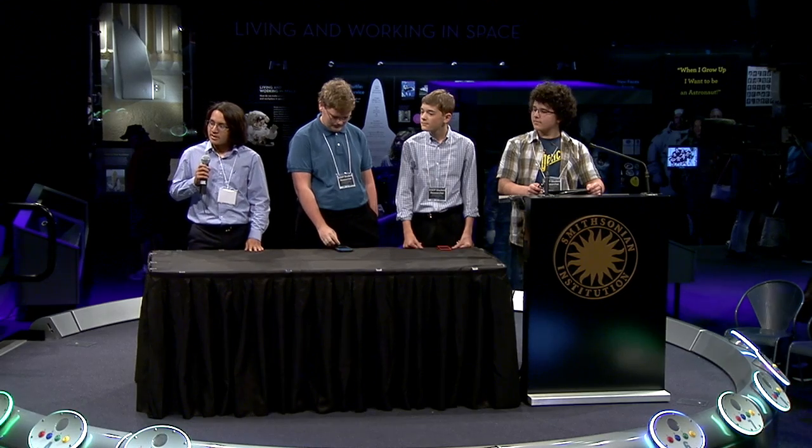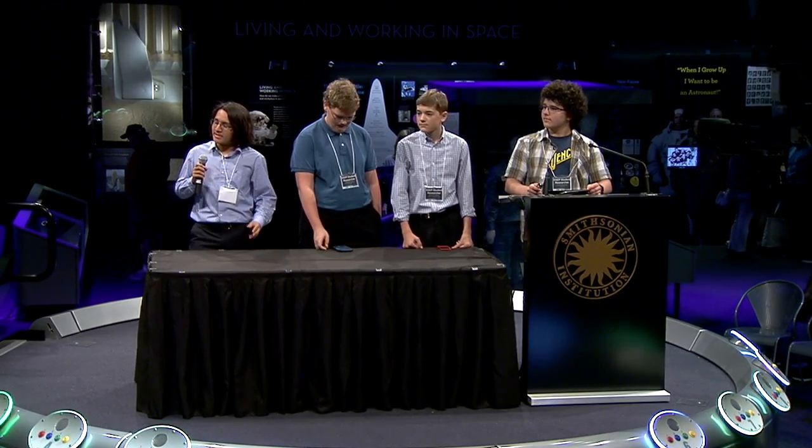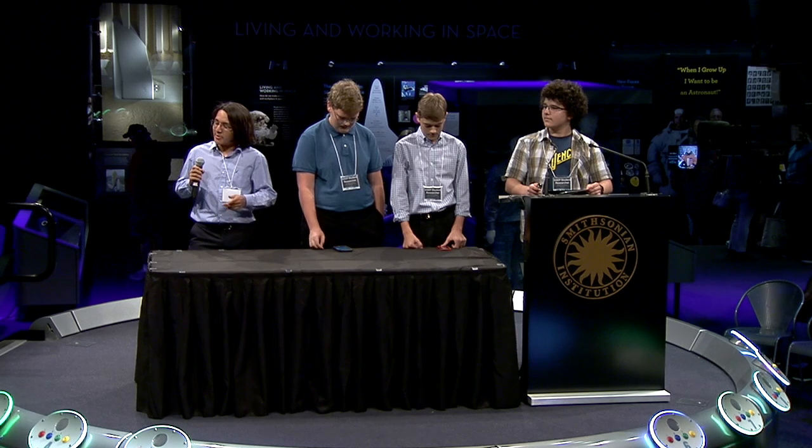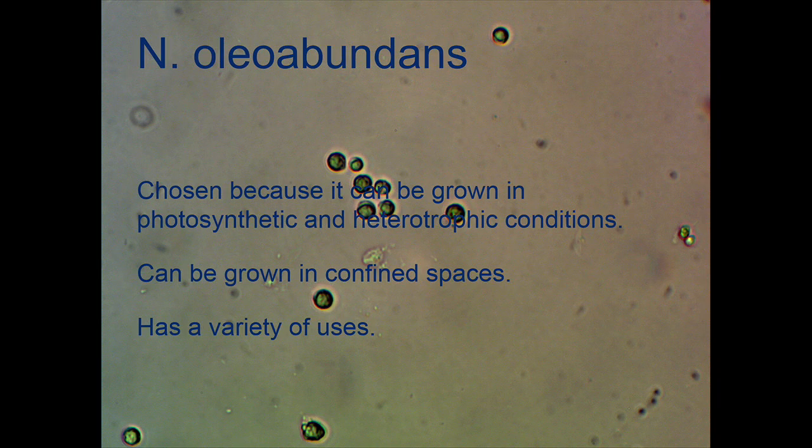Now Will will talk a bit more about our algae. Okay, so we chose our algae because it's a very versatile algae. It can be grown both with and without light, particularly without light, because there isn't light in the ISS, or rather the area where the experiments will be performed, so it needs to be able to grow without it. And also, it can be grown in confined spaces, such as the FMEs that we will be conducting our experiments in. And finally, the algae has a variety of uses, such as fuel and energy, and perhaps even food.